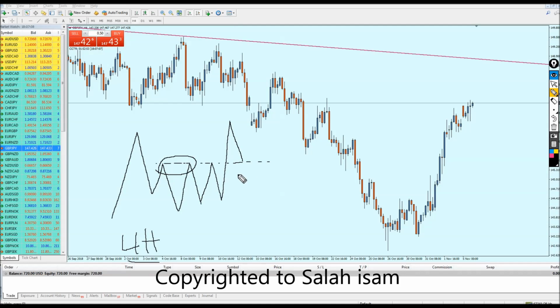You can enter here at the first attempt when this resistance becomes a new support. If you missed the first attempt, you can enter at the second attempt. And always remember, when you enter, exit your trade at the next nearest support or resistance. Whichever comes first, you have to exit at the nearest one. This is for the 4-hour time frame.